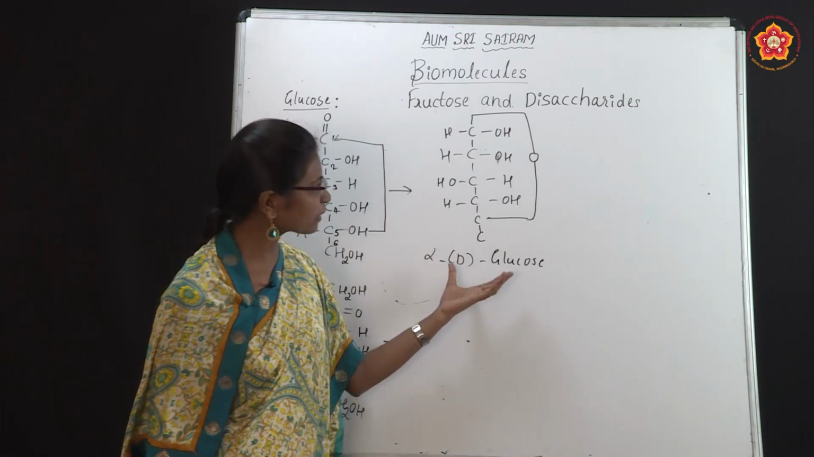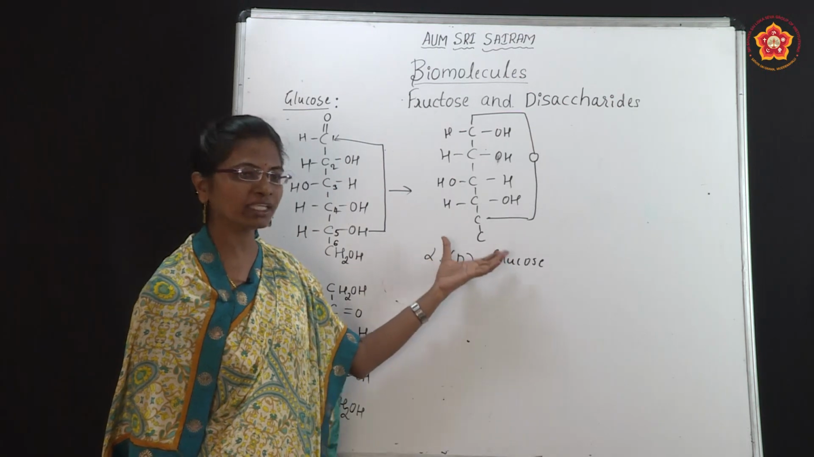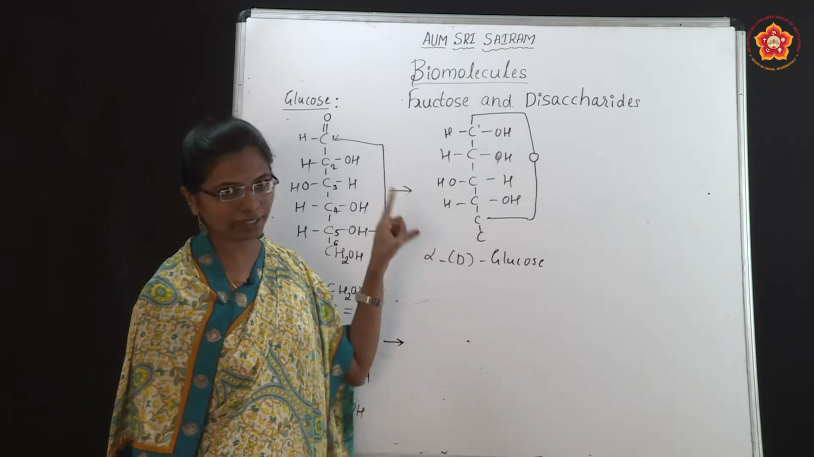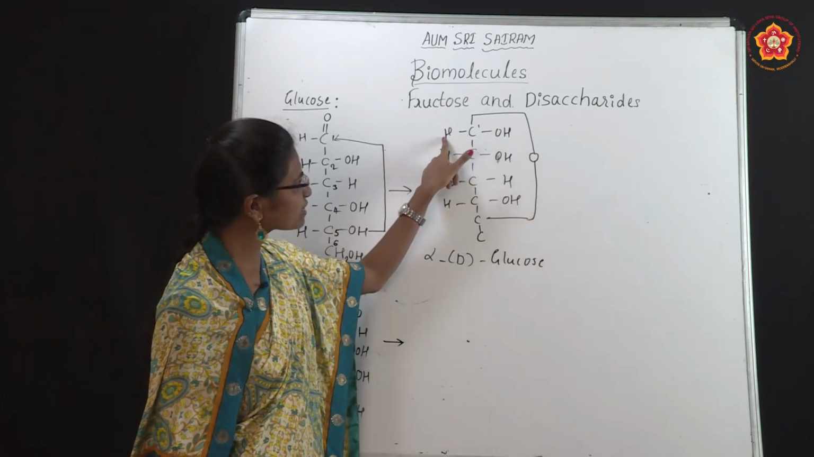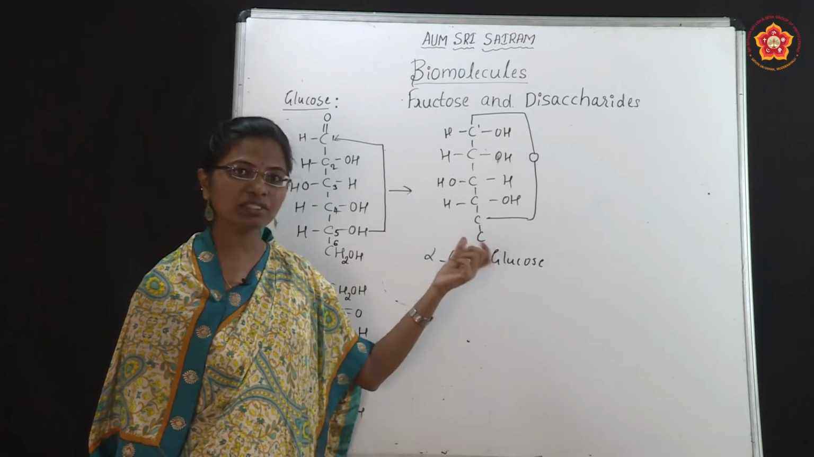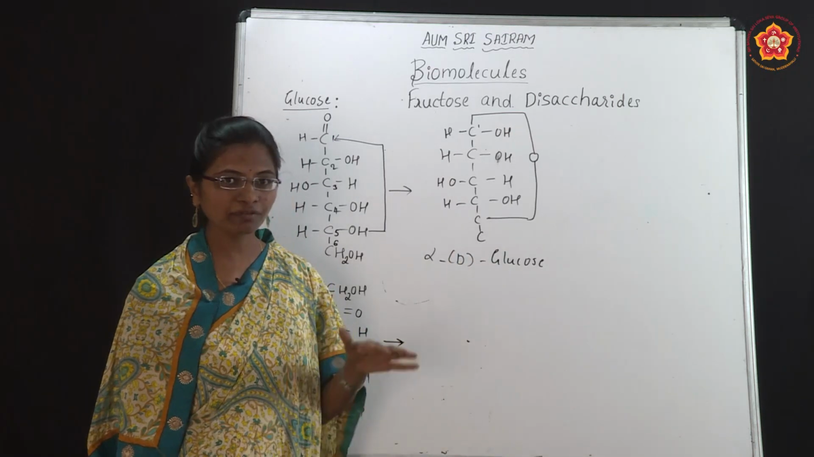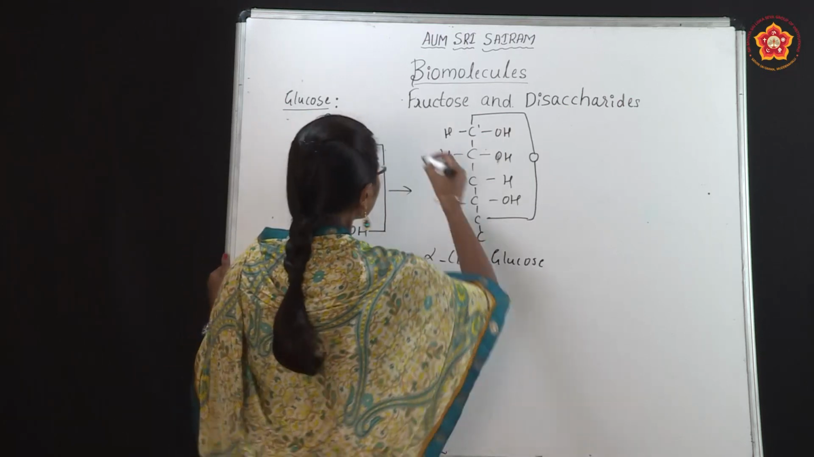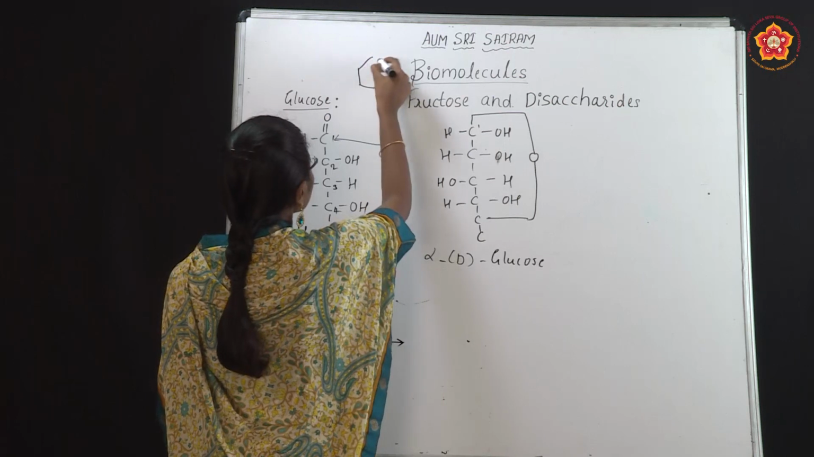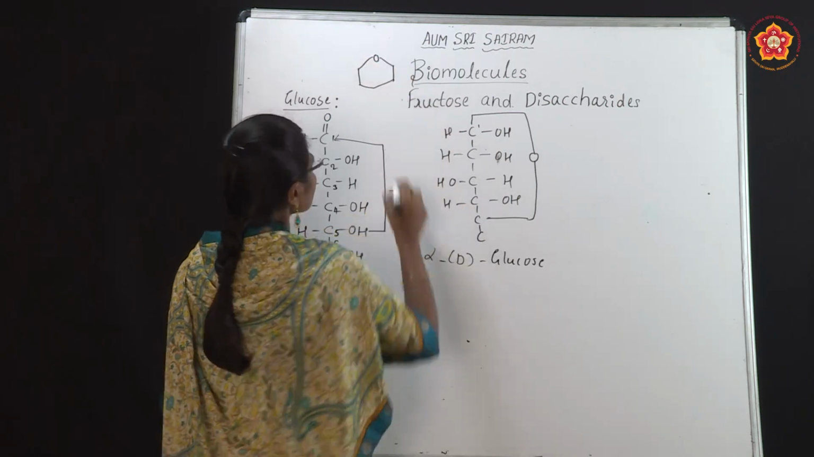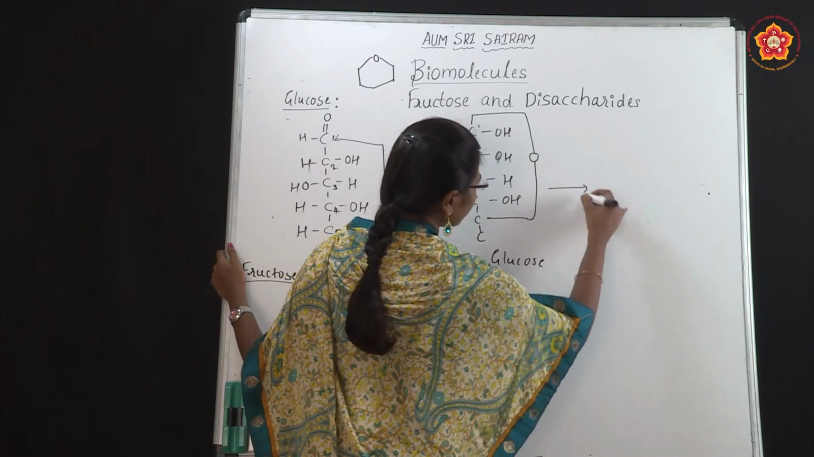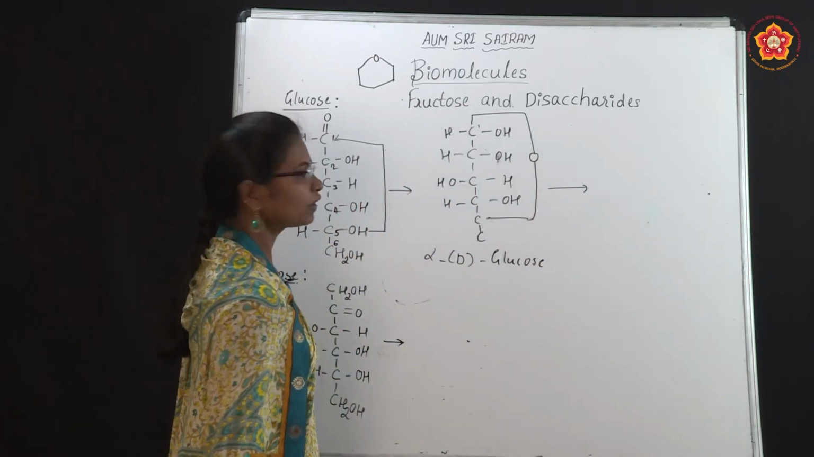How will we write the beta structure? Only the OH and H at carbon atom 1 change places. If OH is on this side, that is the beta form, and this is the alpha form. Then how will we write the Haworth structure of glucose? You know that we took a furan structure. How do we write the furan structure? It is a ring having a heteroatom oxygen. Now write the Haworth structure of glucose.